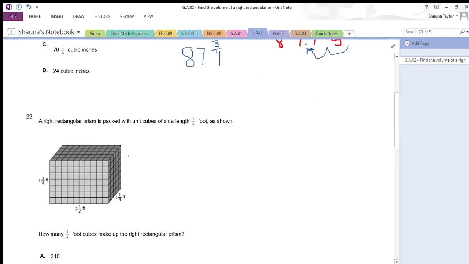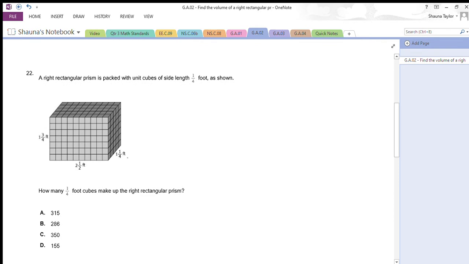Okay, let's take a look at another one. Okay. Now this one's a little bit different. I know I showed you something similar to this, but it's all in the reading. So it says a right rectangular prism is packed with unit cubes of side lengths of 1/4 foot as shown. So let me come over here. Let me get a red. 1/4. So they want to know, what's the question?